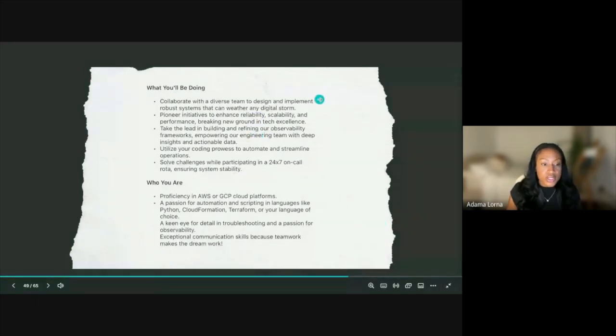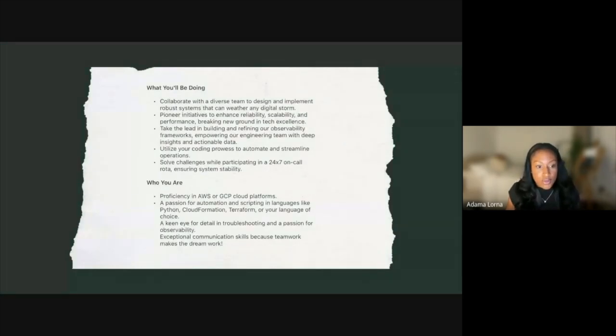So in terms of what you'll be doing, these are the ones, by the way, from LinkedIn. Collaborate with a diverse team to design and implement robust systems. That makes sense with what we've been talking about before. Reliability and scalability initiatives. Again, that aligns with what we've been saying. Refining our observability frameworks, empowering the engineering team with the collaboration and monitoring here. Coding prowess to automate and streamline, and then 24/7 on call. So this is an SRE job description that actually maps quite well to the SRE principles. They're not all like this, but this is a great one when you see it.